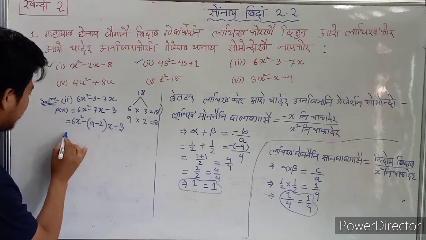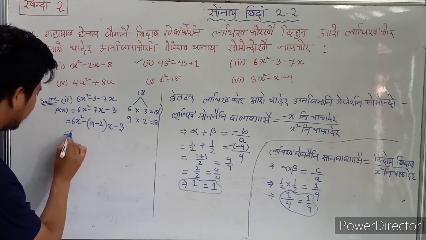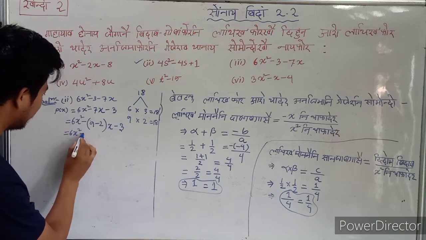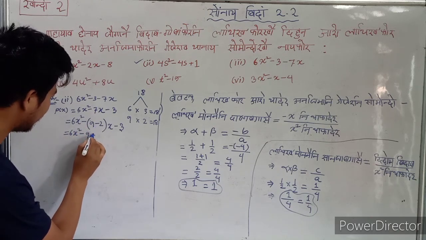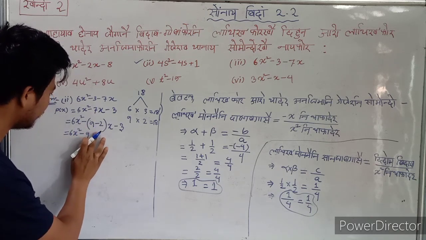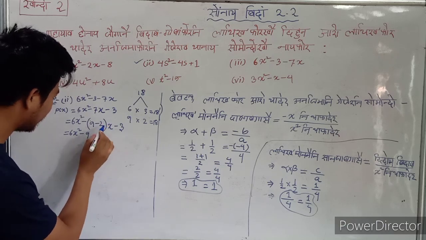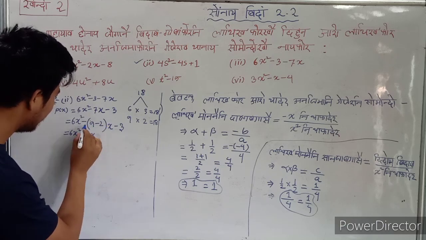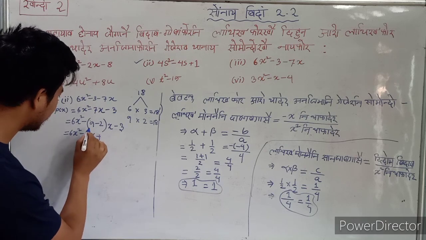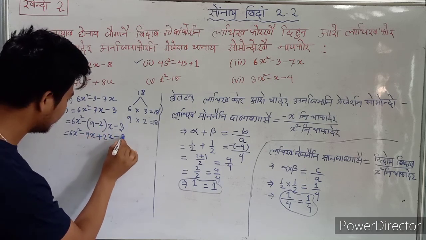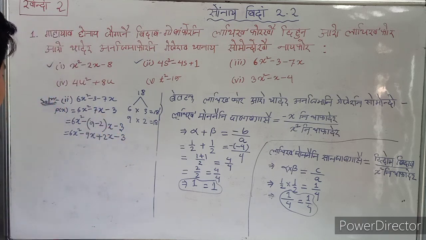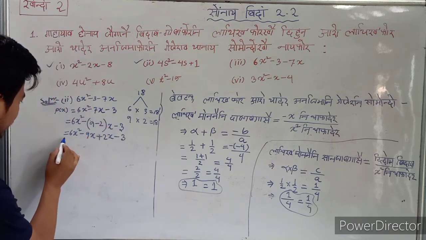So 6x square, 6x square and minus a plus a, minus 9, minus a plus 2, or x. So x asine 9, x minus a plus 2 is x, 2 into x 2 is x, minus 3.